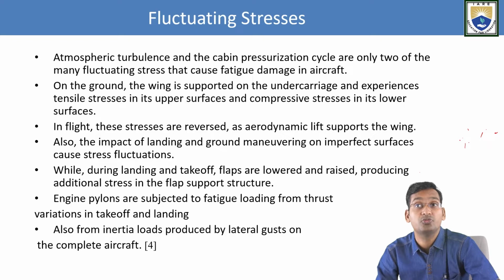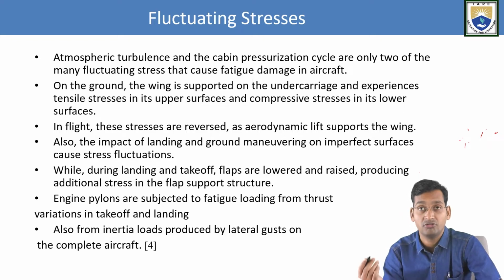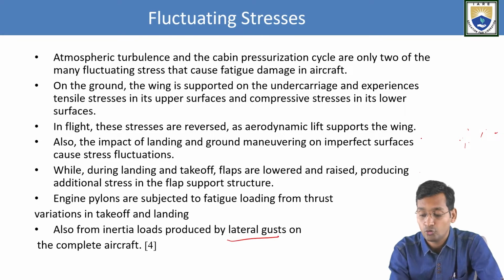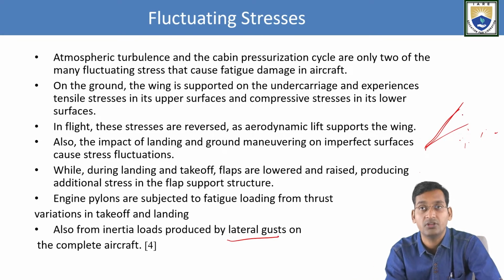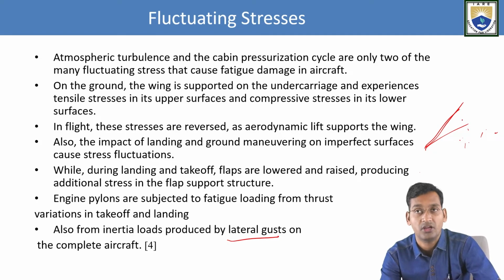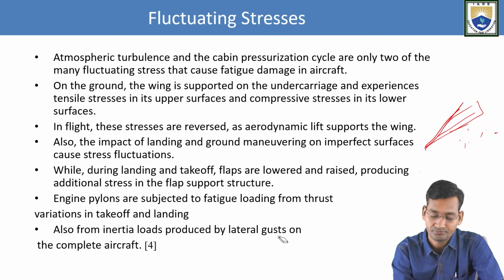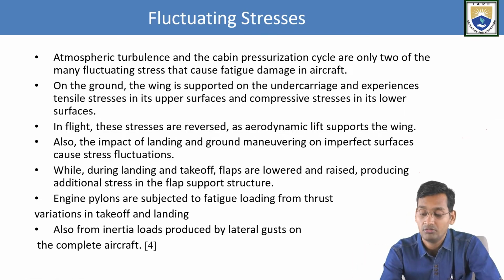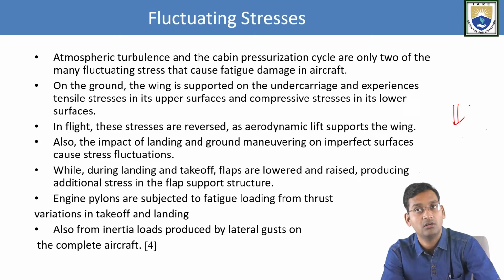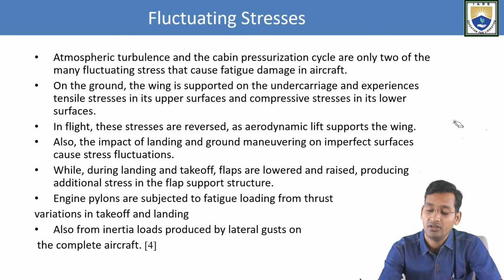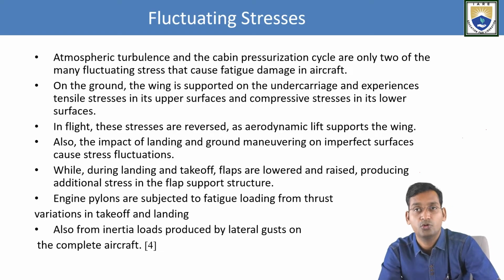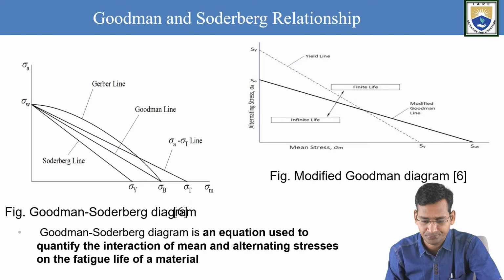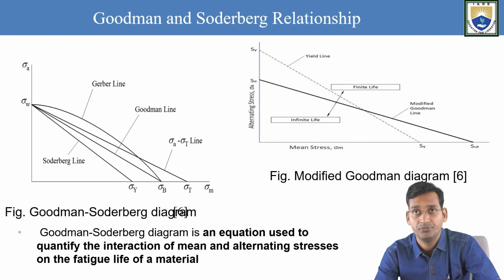Also from inertia load produced by lateral gust on the complete aircraft, right? Now just this word is there, lateral gust. As air passes over the surface, it will create a gust because of that air load, or air hitting the aircraft surface. Because of the inertia, that also produces fluctuating stress, because depending upon the shape of the aircraft, where the air is hitting the surface, the stress won't be the same across the body, and hence that stress is also fluctuating stress.